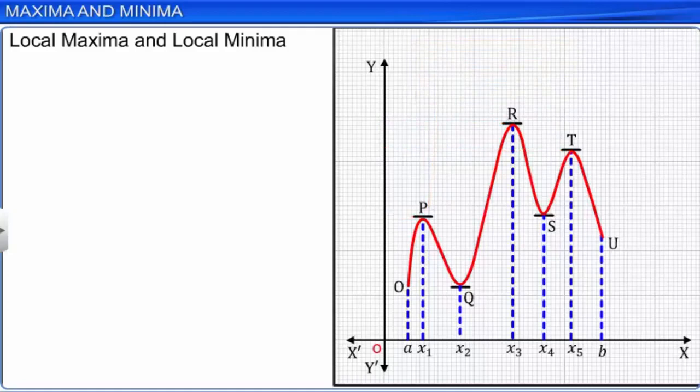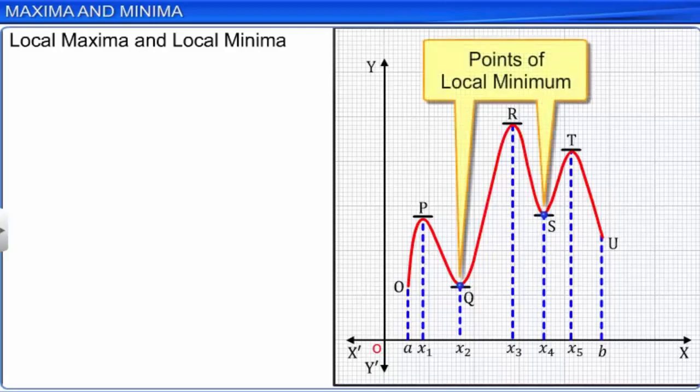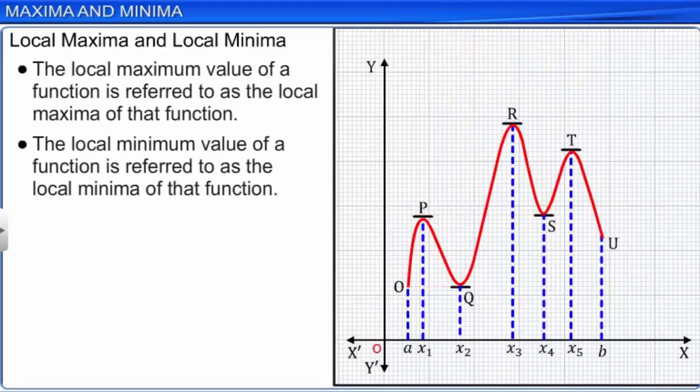Similarly, the points Q and S are called the points of local minimum, and the values at these points, that is, the y-coordinates of points Q and S, are called the local minimum values of f(x). The local maximum value and the local minimum value of a function are referred to as the local maxima and the local minima, respectively, of that function. Let us now define local maxima and local minima mathematically.